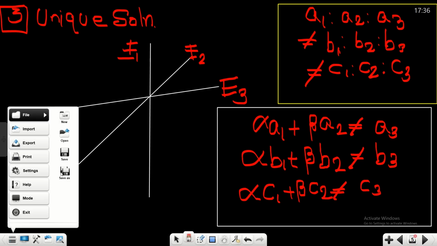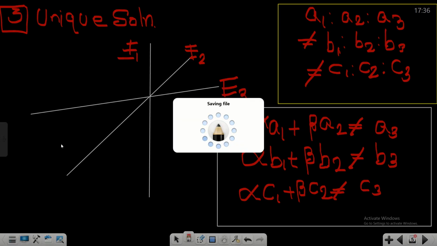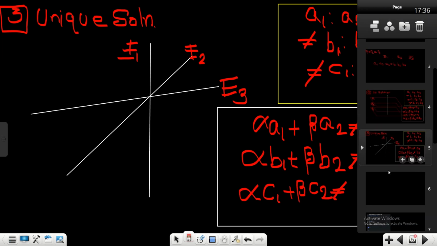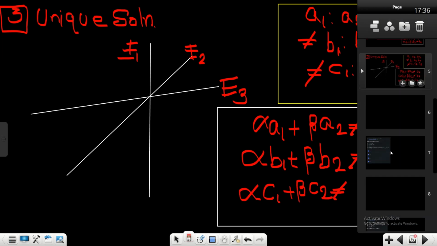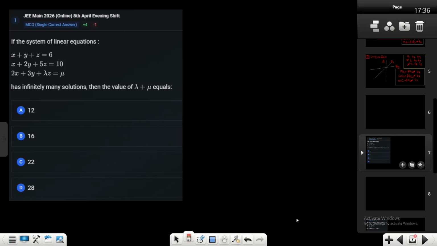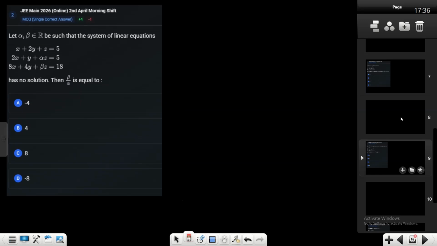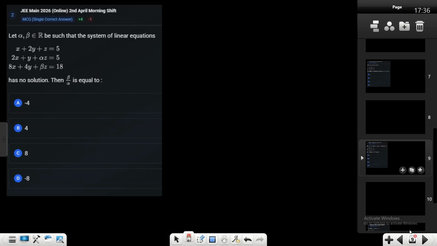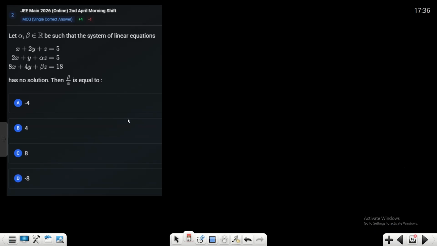Okay, so I hope you have understood the conditions for infinitely many solutions, no solution, and unique solution. Now let us try to solve a PYQ. This PYQ I have specified in the chart, so I'm going to skip this and move on to the second PYQ. If you wish, try it out again using the logic that we have learned right now. Now let us move on to the second question.